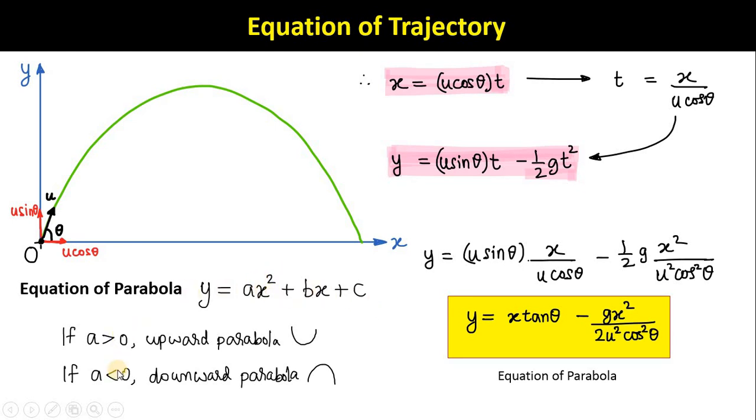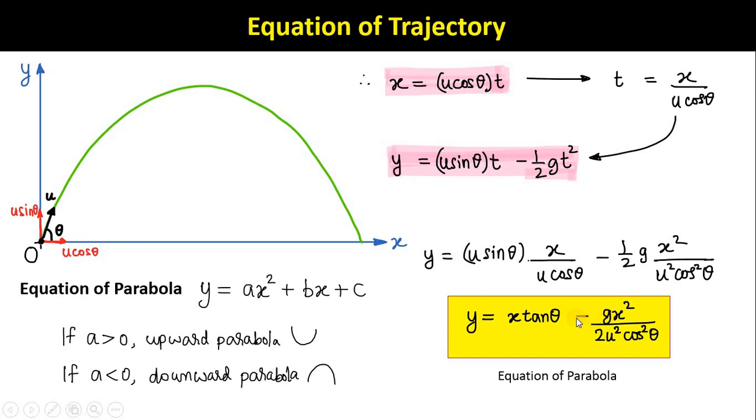Two more important points to be noted here regarding this parabolic equation: this a, which is the coefficient of x square, if the coefficient of x square is a positive number, then the parabola will be an upward parabola drawn like this. And if the coefficient of x square is a negative value, then the parabola would be a downward parabola. Now compare this with this equation here, where we can find ax square. Here is our ax square term. So what is the constant a here? A is minus g divided by 2u square cos square theta. That much is the constant a.